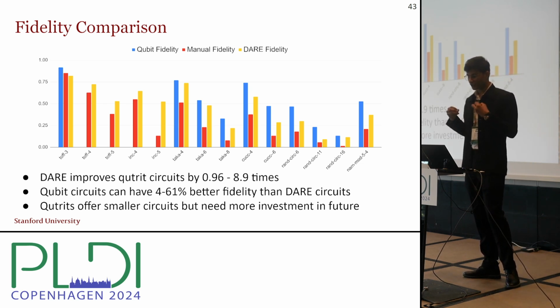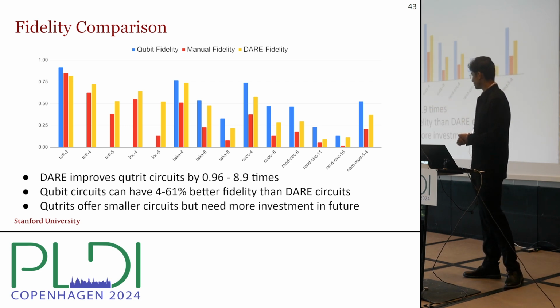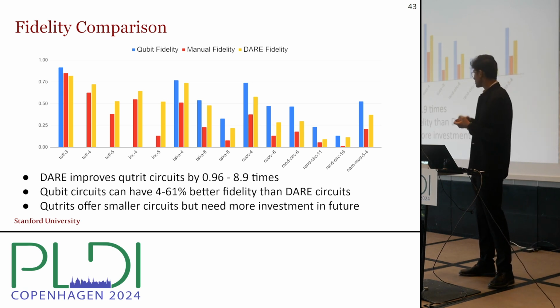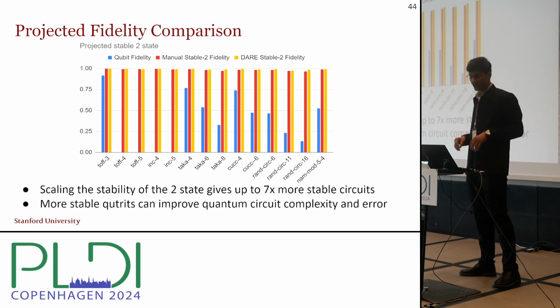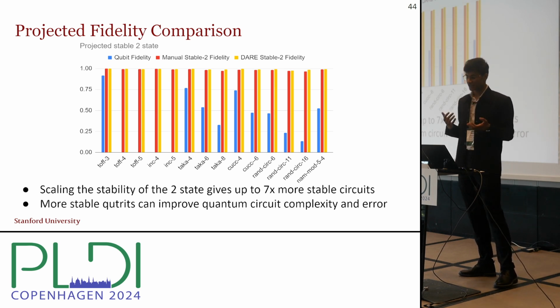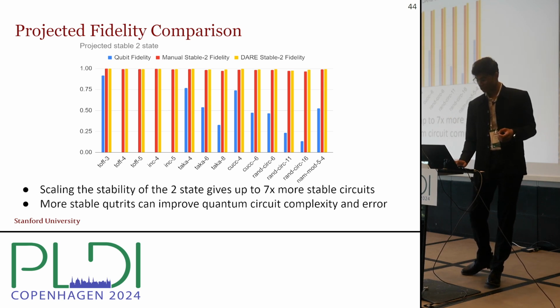However, since error for qutrits is scaled up in comparison to qubits, qubit circuits can have up to 61% better fidelity, even when you're using DARE for qutrit circuits. So significant effort in qutrit hardware design may be required for translating the circuit complexity improvements that we see with qutrits to fidelity improvements. To evaluate exactly how far we can get with this, we check a case where we make both devices equally erroneous in terms of their gate errors, keeping the idling error the same, and find that DARE circuits in this case can get up to 7 times higher fidelity. Thus, with more stable, higher energy states, you can get less erroneous and less complicated circuits in the future than what we have right now with just qubit circuits.